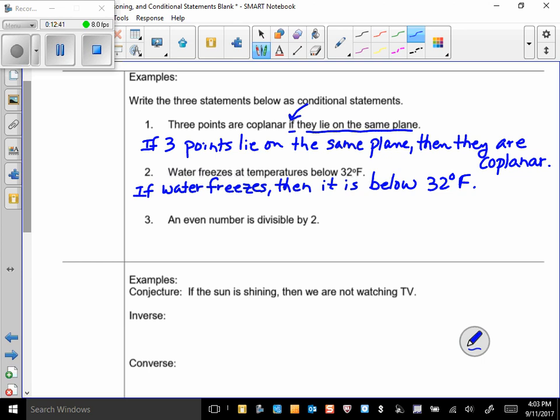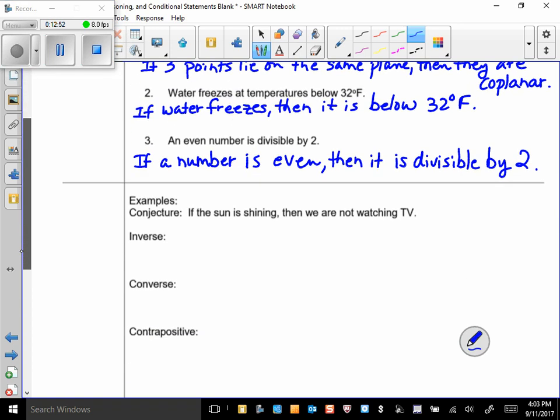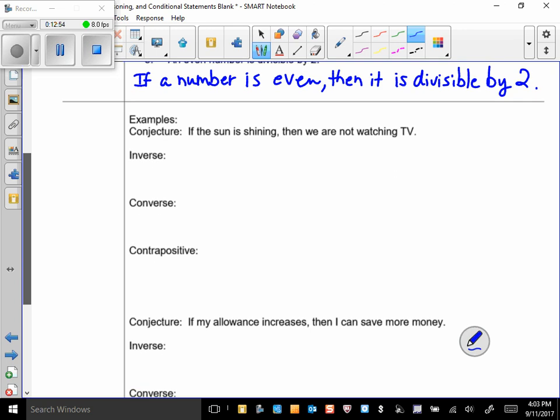Okay, number 3, an even number is divisible by 2. You pause and write that one. Okay, see what I have there for number 3? If a number is even, then it is divisible by 2. There is our conditional statement.